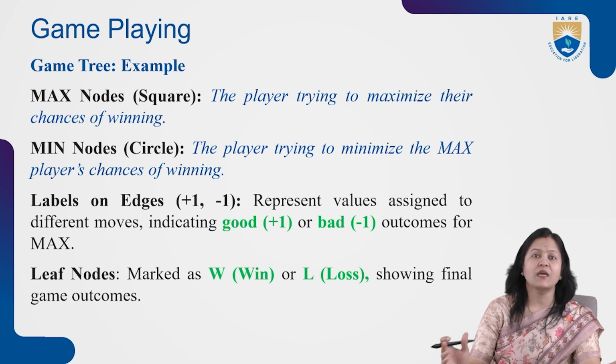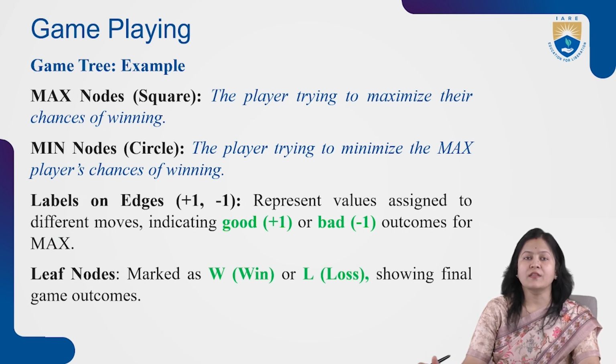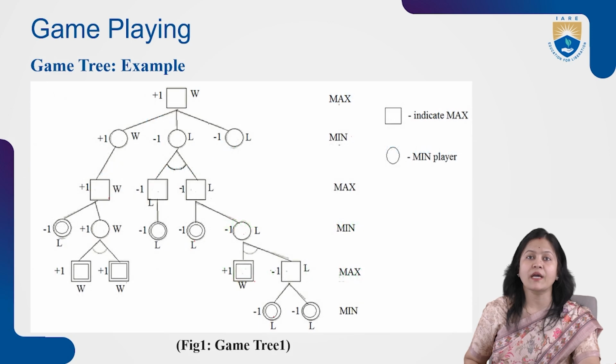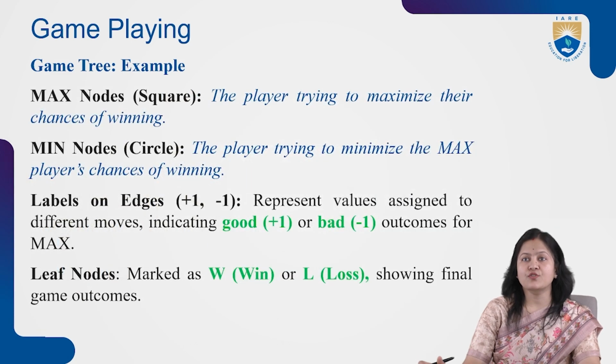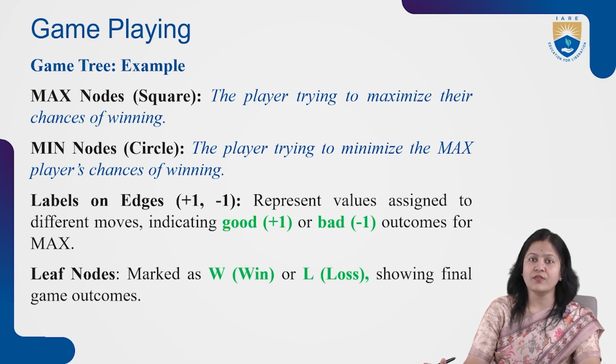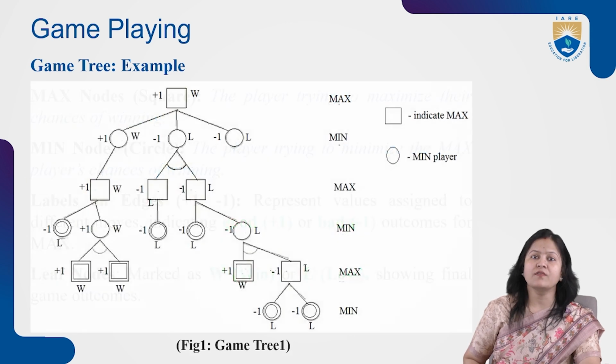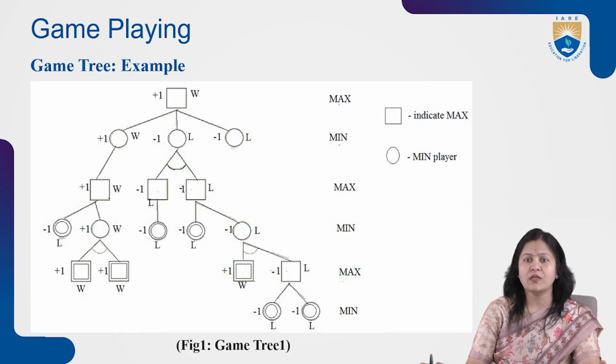So this is the same thing I have mentioned here. In this particular diagram, the max node is represented as a square symbol, and it tries to maximize the chances of winning, whereas the min node, which is represented as a circle, tries to minimize the max player's chances of winning. And on the edges we have mentioned values in this diagram. You might have observed that everywhere +1 -1 is written.